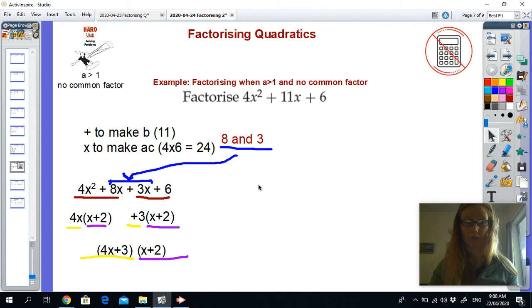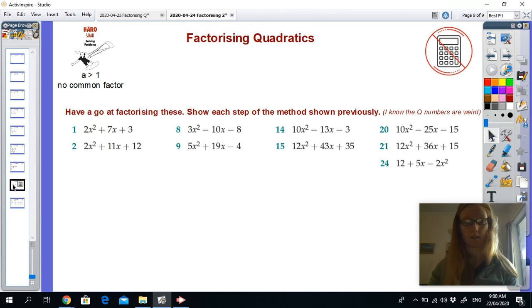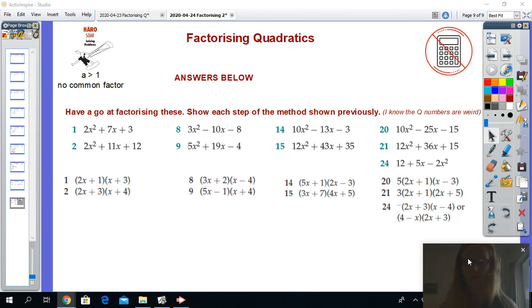So that is how we factorize. Now, I've fitted that in quite quickly, so you'll probably need to pause that, go back and have another look. And when you're ready, I want you to have a go at these ones here, using that method that I have just shown you. Split and factorize by grouping. Okay, let's go for it. And your answers should be there.